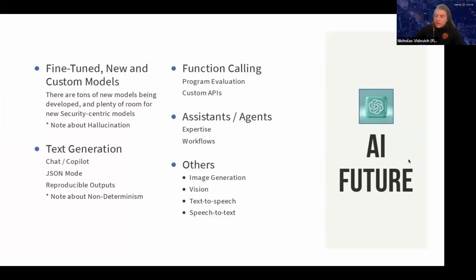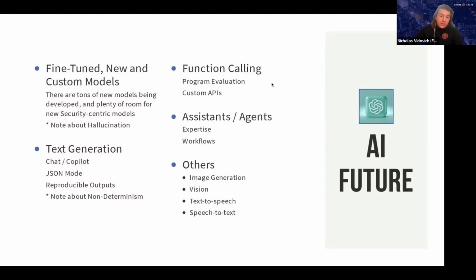In the future of this space overall, we've talked about these fine-tuned and custom models. We've talked about non-determinism and some of the text generation models. But some of the things we haven't talked about are function calling, for example.